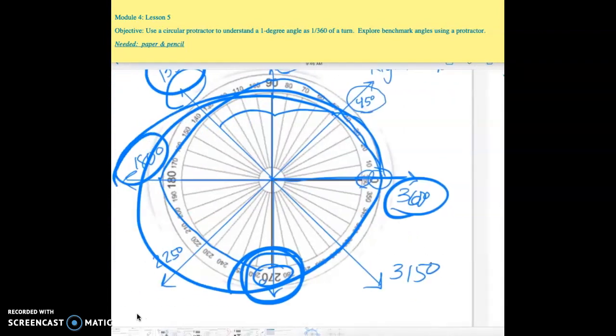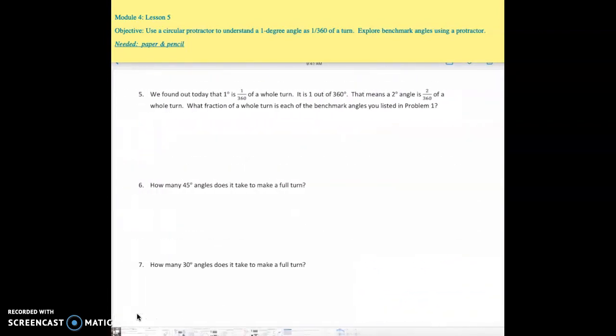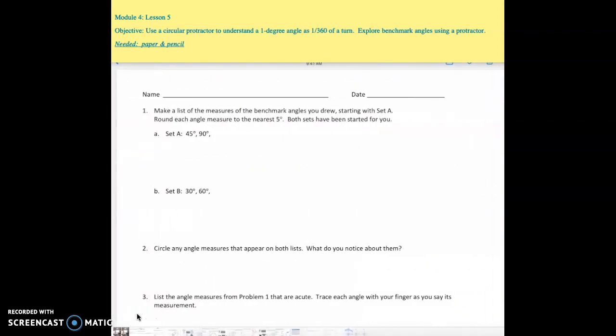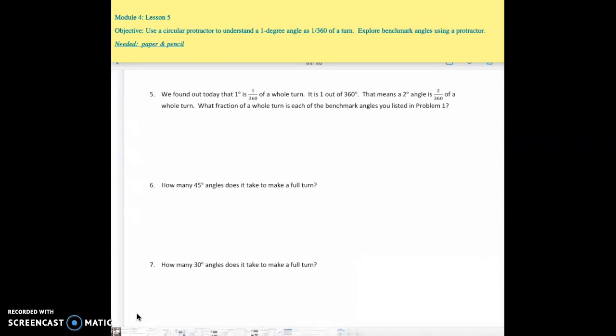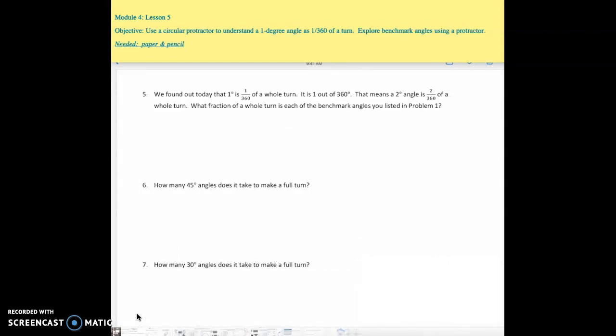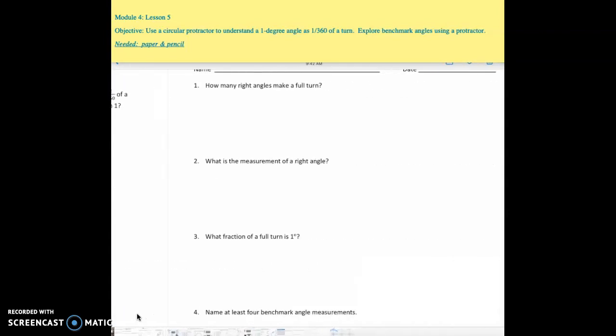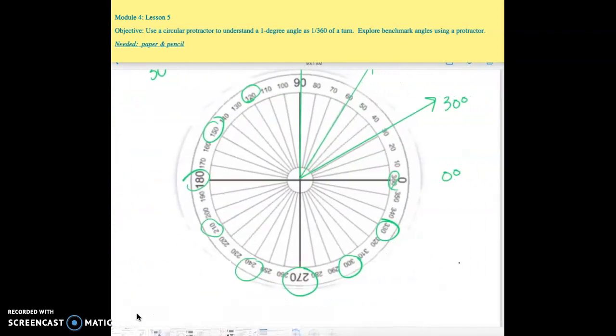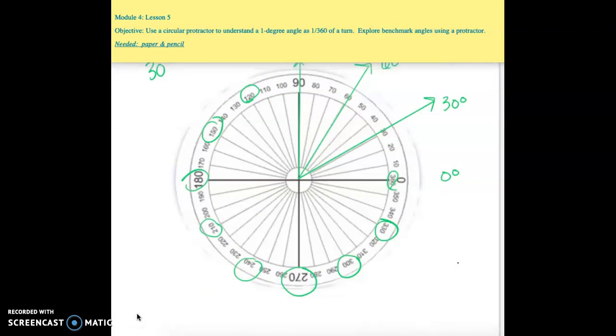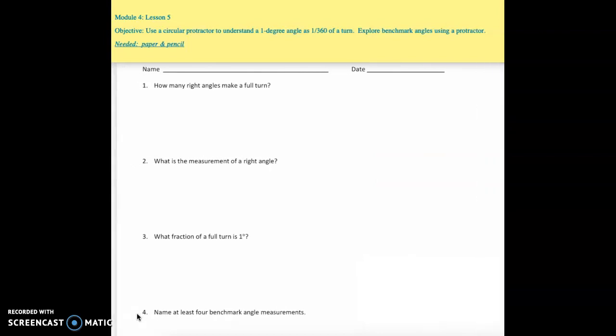Let's look at our questions. All right, how many 30-degree angles does it take to make a full turn? Well, let's go look. How many times did we have a 30-degree angle to go all the way around? We had 1, 2, 3, 4, 5, 6, 7, 8, 12. 12 turns to make a 30-degree to go all the way around.